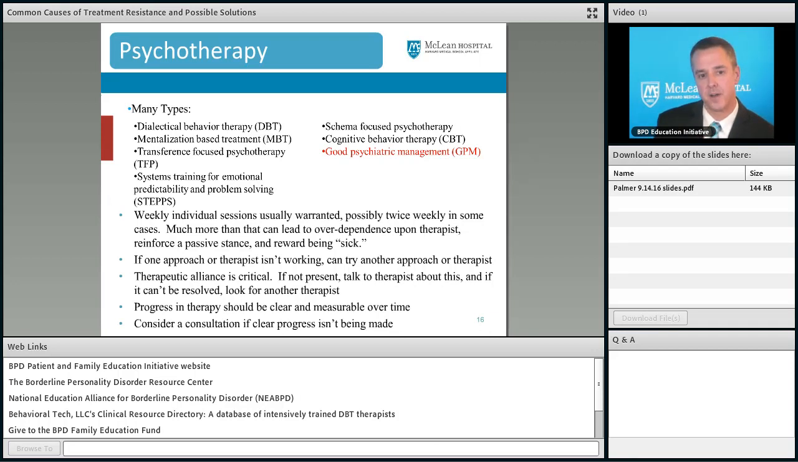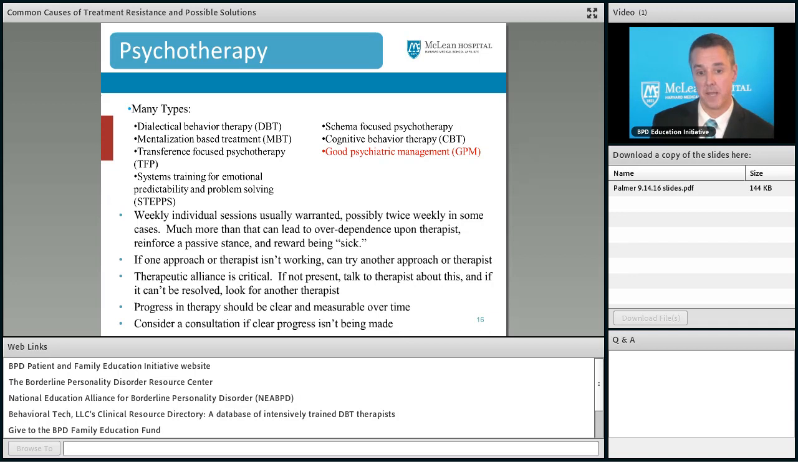So, some main pointers about psychotherapy. Weekly individual sessions are usually warranted, possibly twice weekly in some cases, but much more than that can lead to overdependence on the therapist and kind of reward people for being sick. If they're seeing somebody really frequently, a lot of times they'll want to come in with symptoms to talk about and problems to work on, and that's kind of rewarding being sick. And you really want to avoid those subtle reinforcing things with BPD.